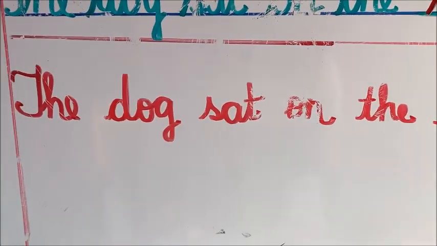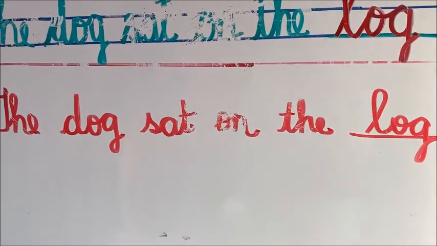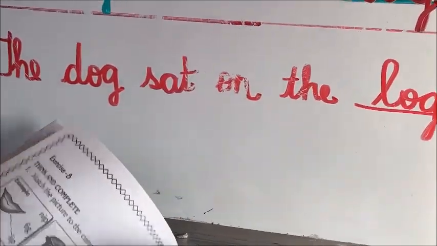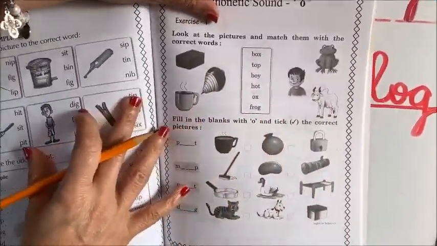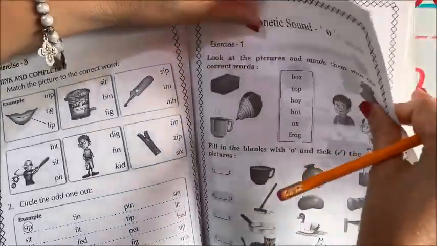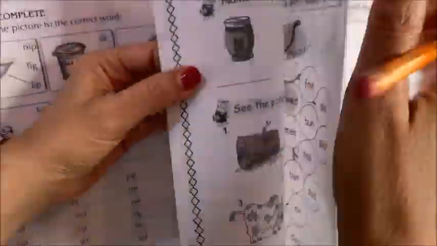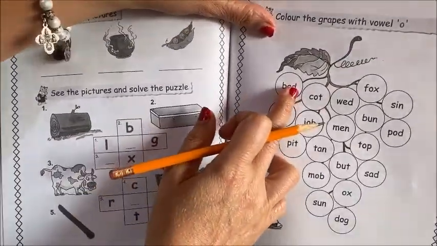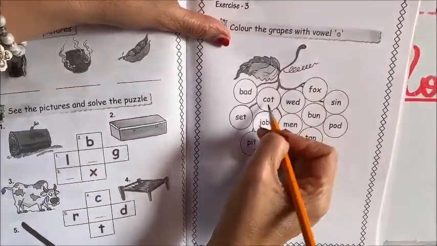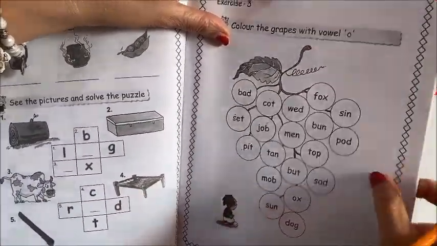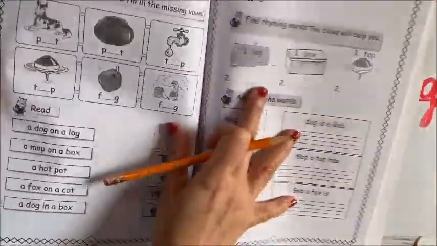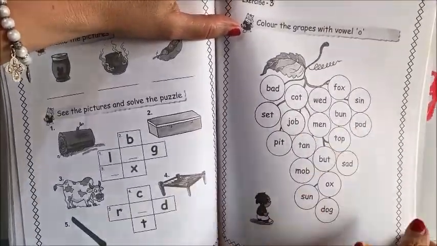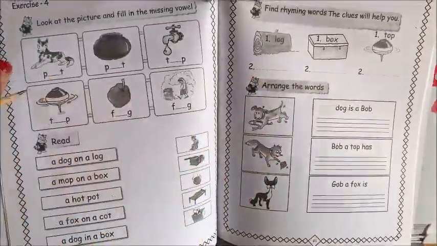Now I will show you your workbook. In this, you have to do all the exercises connecting with O family. So you have to do this page. This page, and this is the puzzle. This is coloring the words which have O in the middle, like this one and this one. You have to color this only with the yellow color, light yellow, not anything else. Here you have to do this one.